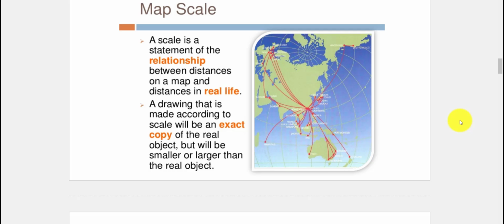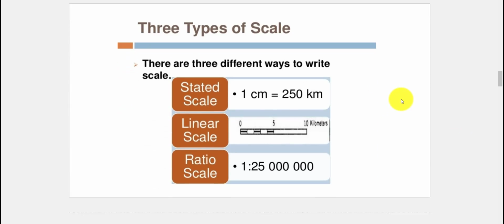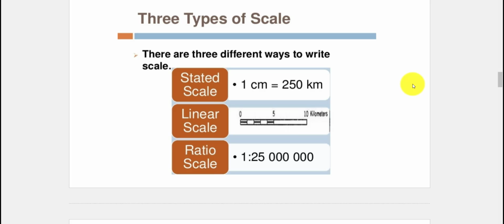So if we made a map with a 1-to-1 scale, it would be an exact copy of the real object, and that wouldn't be useful. But scale lets us know what the relative sizes are in the maps that we're looking at. So there's 3 primary ways that you'll see to write scale. So in this first example, it's in words.